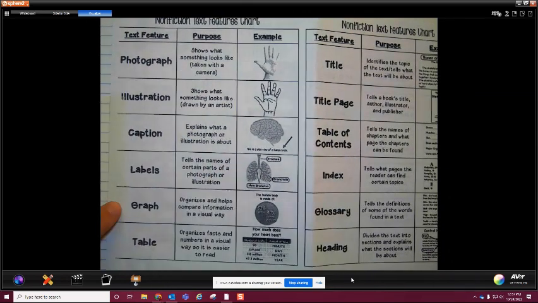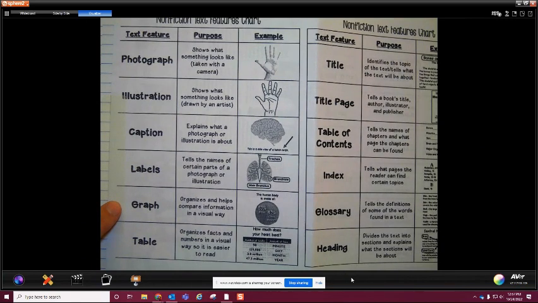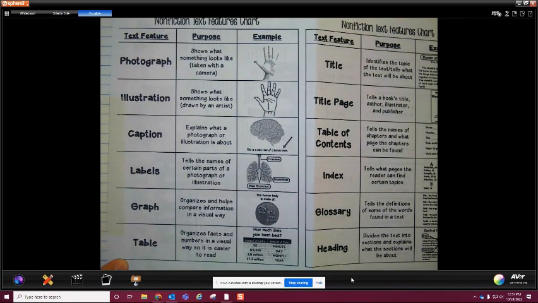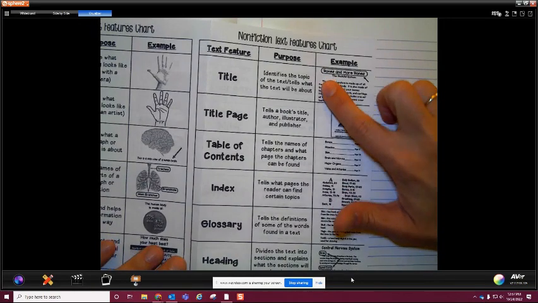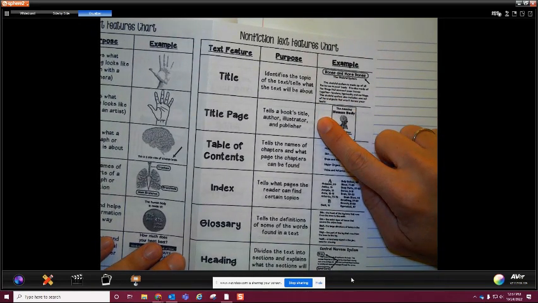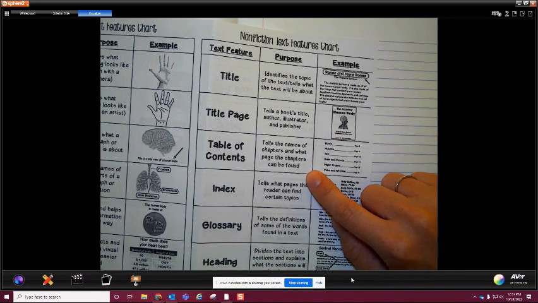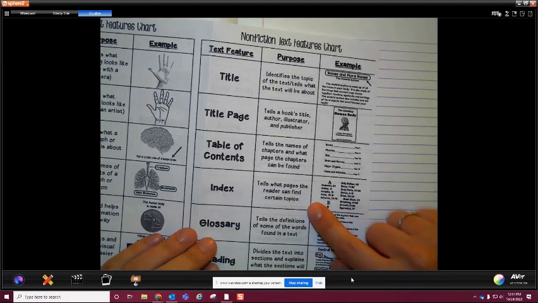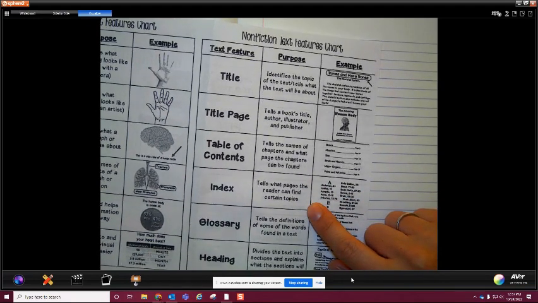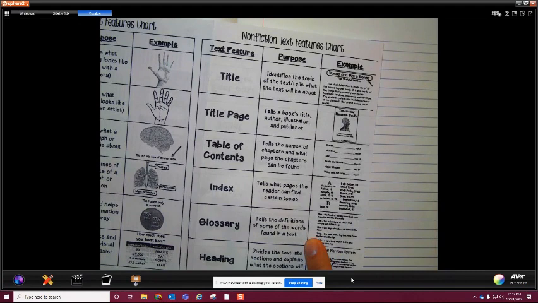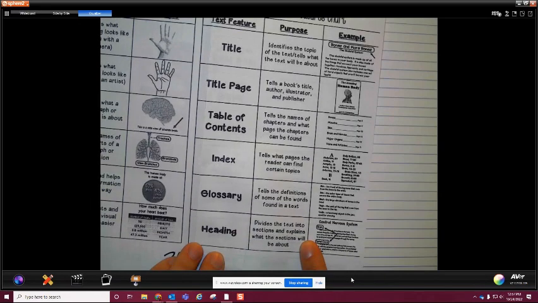Okay. Then we have graph, organizes and helps compare information in a visual way. Table organizes facts and numbers in a visual way, so it's easier for the reader. We have title, identifies the topic. Title page tells the book's title, author, illustrator. Table of contents tells names and chapters of what page the chapters can be found. Index tells what pages the readers can find certain topics. Glossary tells the definitions of some of the words found in the text. Heading divides the text into sections and explains what the sections will be about.